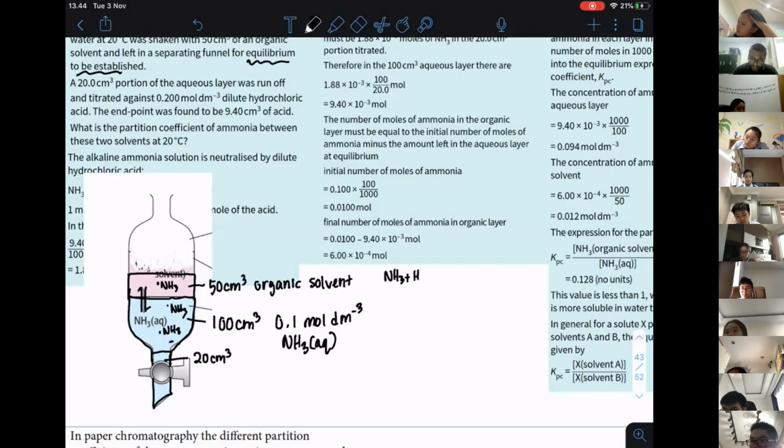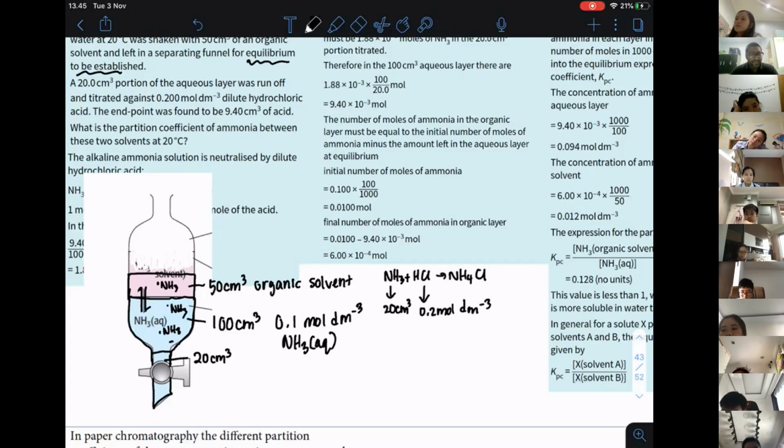Ammonia, when it reacts with HCl, gives you NH4Cl, ammonium chloride. They took 20 cm cube, and they mentioned that you are titrating it with 0.2 mole per dm cube. And the endpoint, what is endpoint, Shane? Can you tell us? The end of a reaction, the color. Yeah, the time when the indicator changes color. So endpoint is similar to equivalence point, meaning the reaction is complete at that time. This one is going to be 9.4.